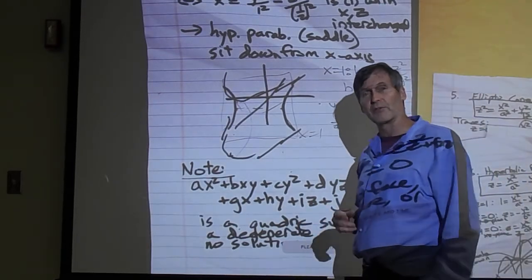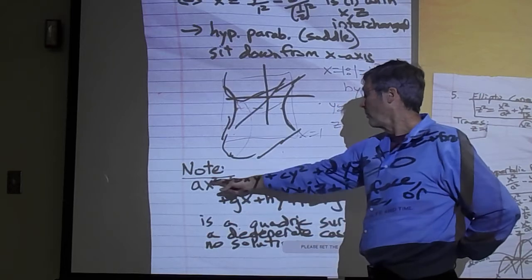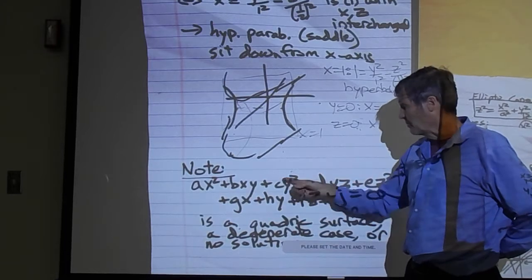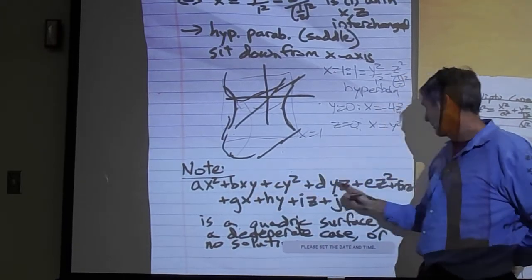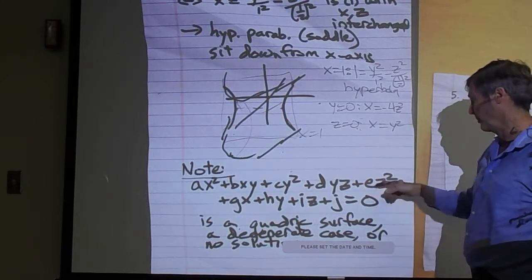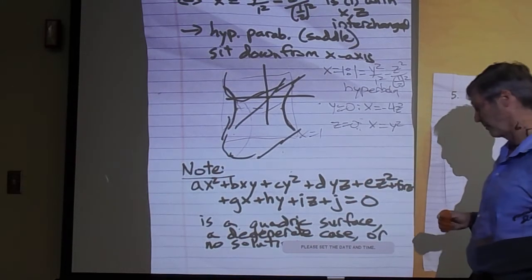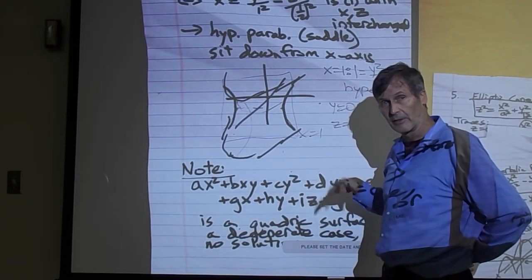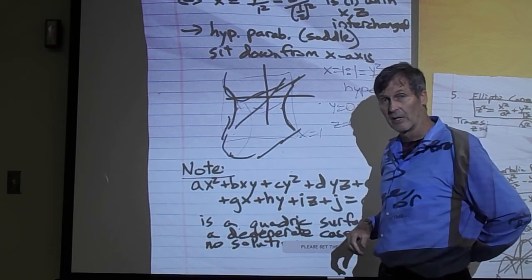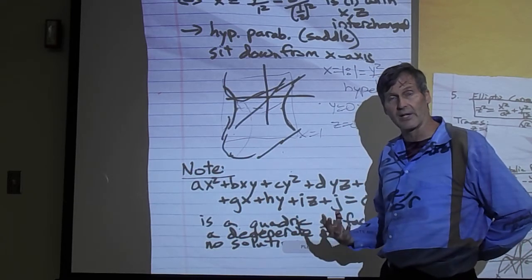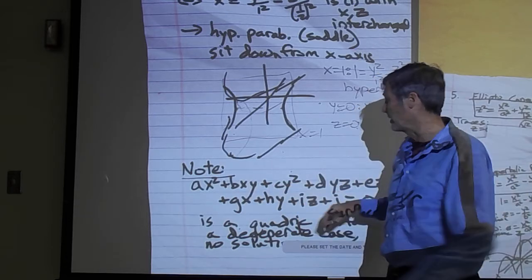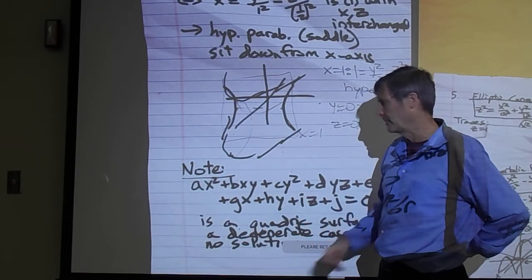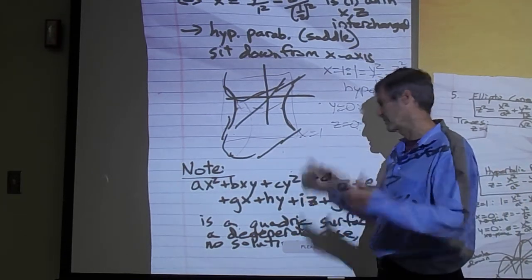And then I want to make this very important note, even though it's not on the homework. Whenever you see an equation like this, second powers, including cross terms, x times y, y times z, and x times z, a through j are given numbers. An equation like this is always a quadric surface in 3 space, a degenerate case, or has no solutions. It's like the conic sections in the plane. Every second order equation in just x and y was either a conic section, a degenerate case, or no solution. Taking out if all the numbers are 0, then everything's a solution.